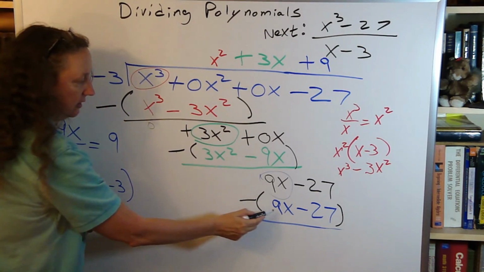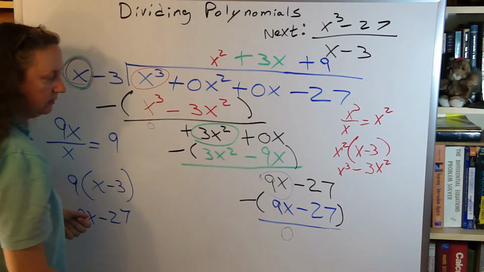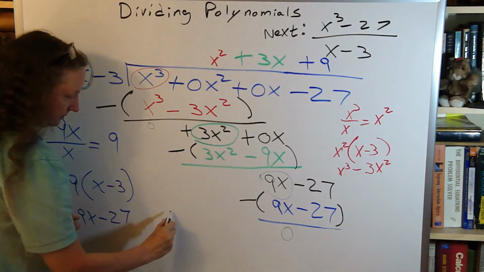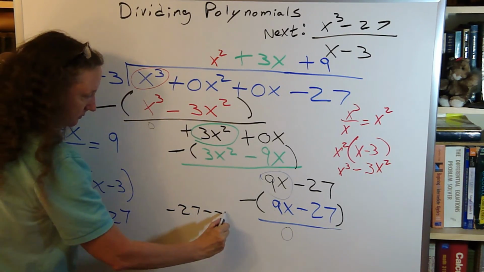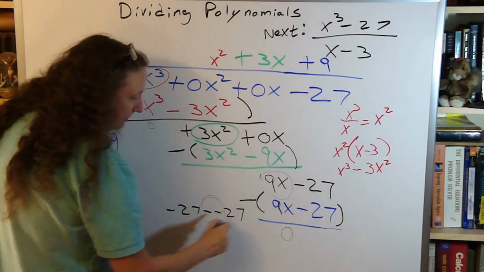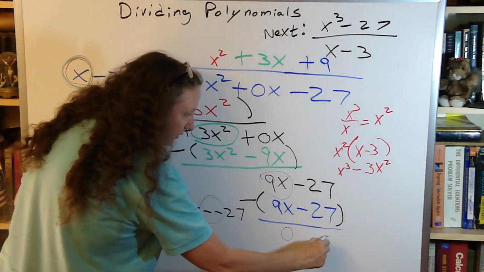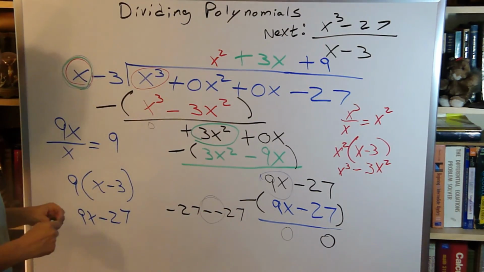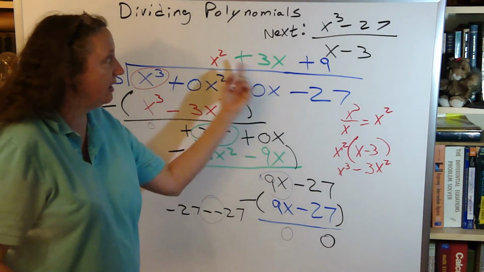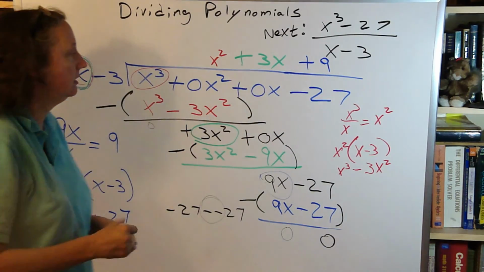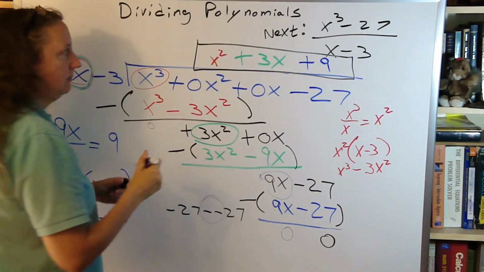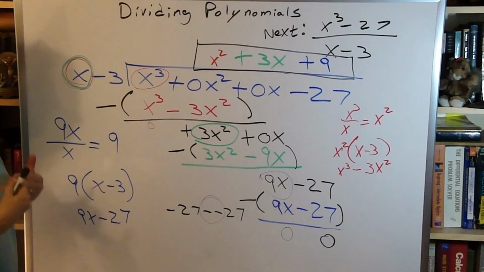9x minus 9x is 0. Negative 27 minus negative 27, again, I have that double negative, so that makes it a plus, positive. So that ends up with 0. So I have no remainder here, so my entire answer is up here at the top. And it is x squared plus 3x plus 9. And this problem is finished.